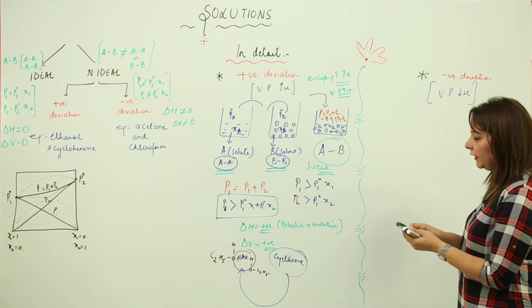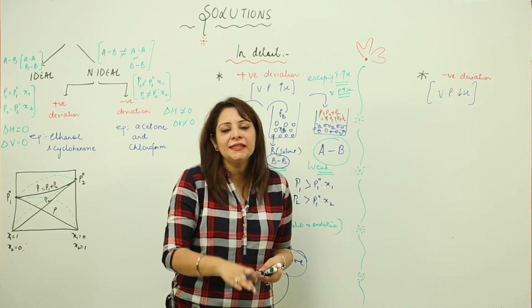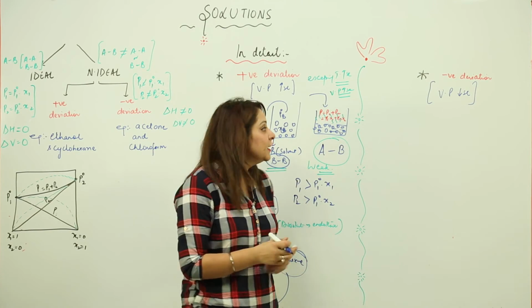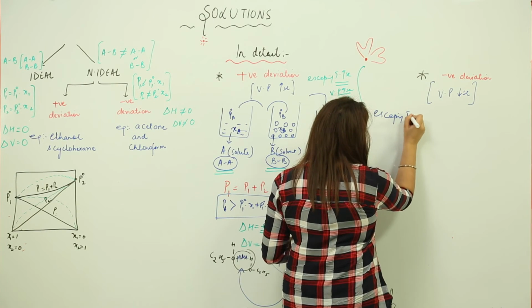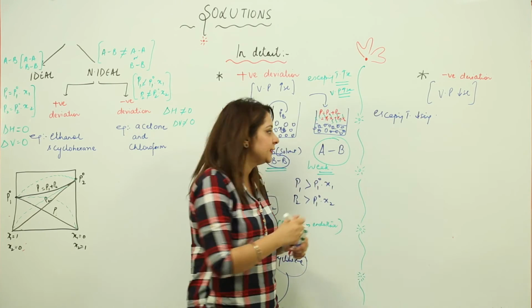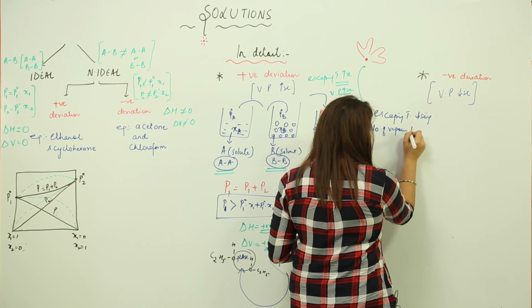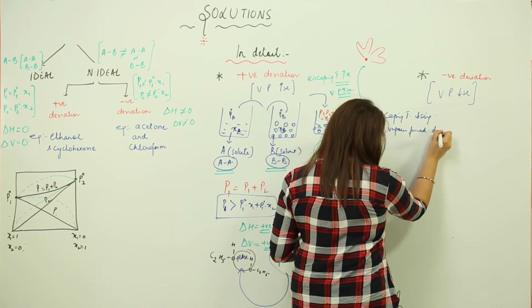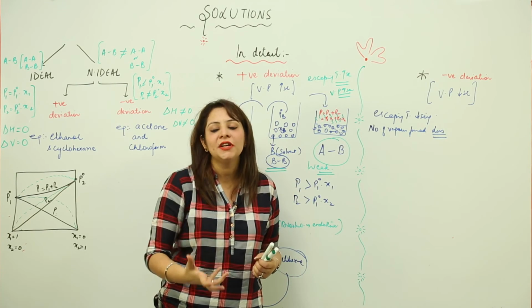Now what happens in negative deviation? In this, the vapor pressure is somehow decreasing if we compare it with the ideal solution. So that means vapor pressure decreasing means escaping tendency is decreasing, or you can say number of vapors formed is less. What can be the reason?